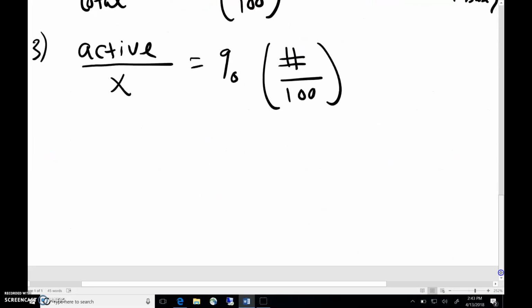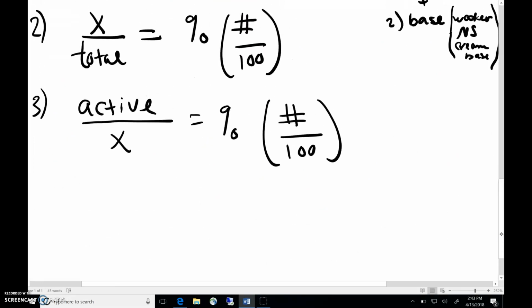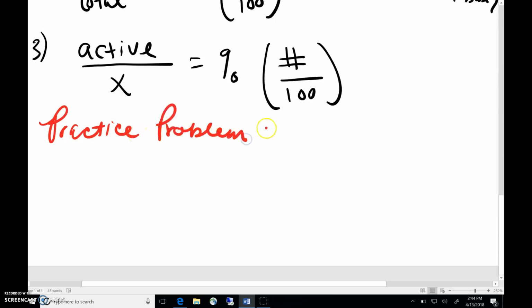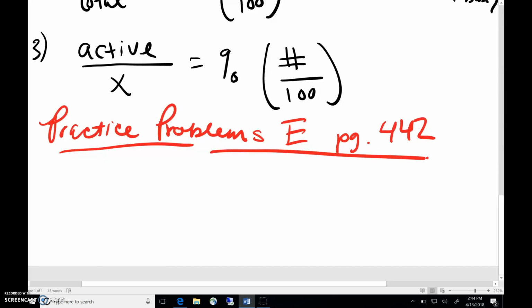So let's go ahead and look at some problems very quickly. And let's just go into detail how you're going to look at these medications and determine what type of concentration it is, because I think that is the most important part when solving these problems. All right. So I want you guys to look at practice problems E on page 442.